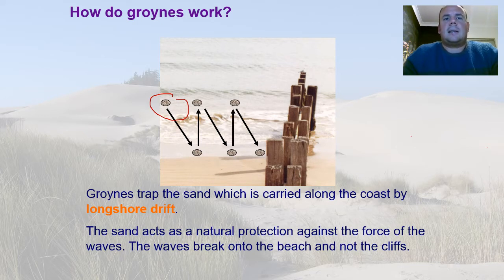The sand acts as a natural protection against the force of the waves. The waves break on the beach, not cliffs. So as a result, we have sand staying here. Like I said, they're very commonly used in the UK. We do have some examples in South Australia and Victoria, but that's how groins work, and that's how humans can affect sand dune formation by stopping, restricting the amount of sand available. Maybe not on this particular beach, but further up on the beach.